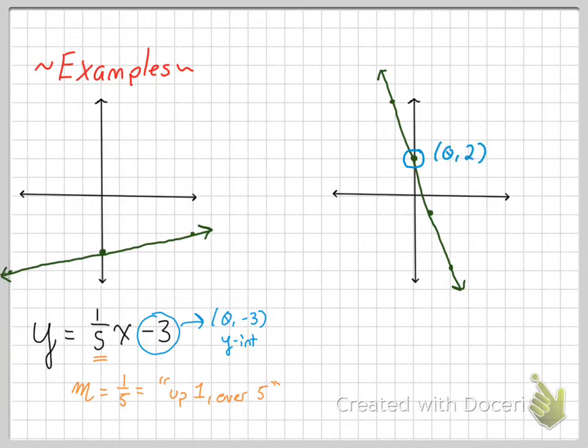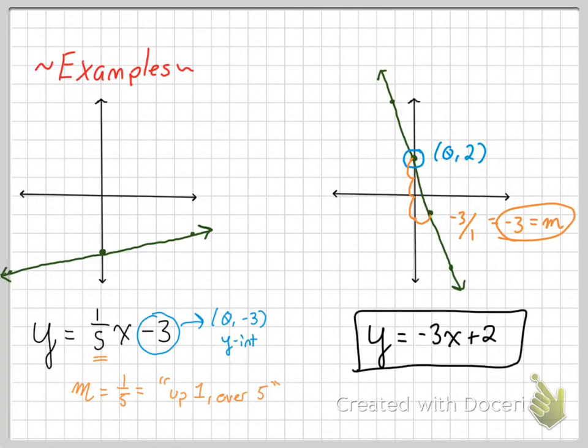And then I'm going to count to the next coordinate that I see. So here I'm going to count down 3 over 1, so my slope is negative 3 over 1, or I could just call that negative 3. And then plugging that in for slope-intercept form, my final equation would be y equals negative 3x plus 2. And I'd be done.